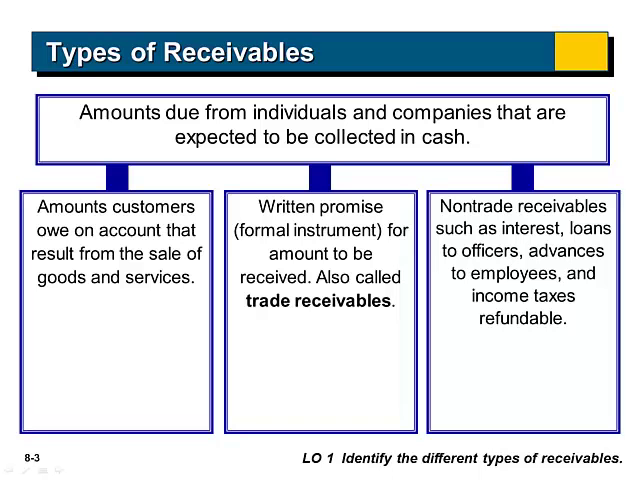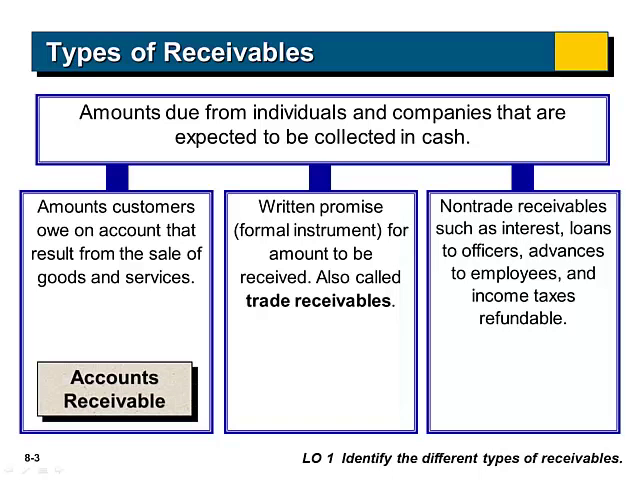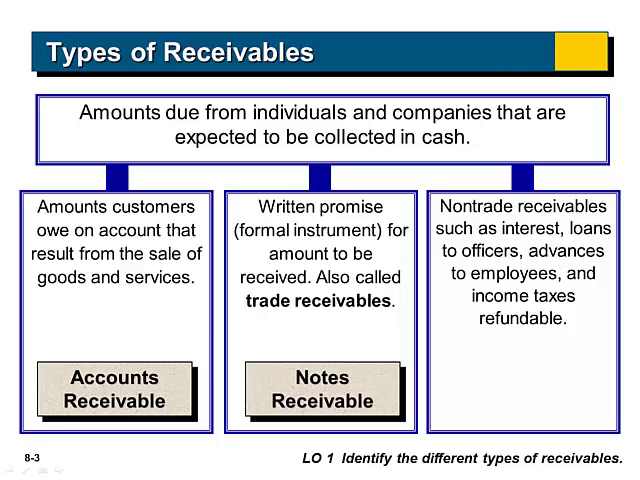There are different types of receivables that are outstanding, and those are these 3 boxes. The first type of receivable is an account receivable, and that's amounts customers owe on account that result from the sale of goods and services. So again, the example I just used, if you sell something to your customer and they don't pay you right away, they're going to pay you a little bit later, that's called an account receivable. There's also another type of receivable, which is a written promise, a more formal instrument for an amount to be received. And these are called notes receivable.